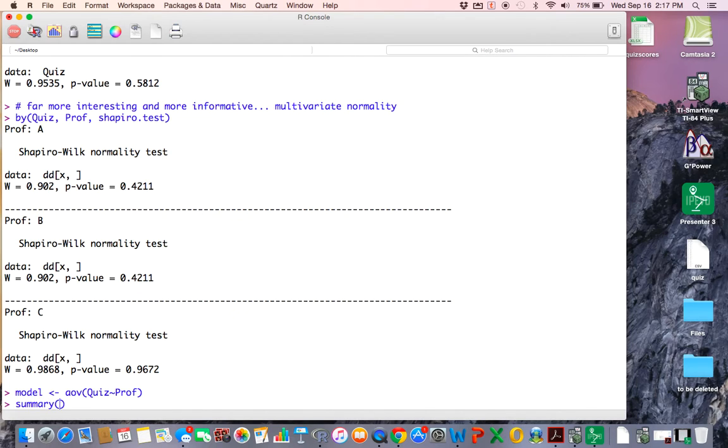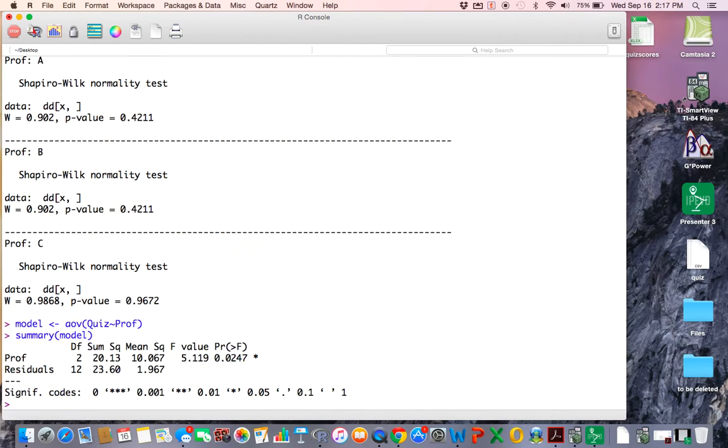And we'll come in with our summary of the model. The very first thing we'll look at is the p-value. What we have here is statistical significance at the 0.05 level. And it'll help you here. It's got 1 asterisk. So if you come down to 1 asterisk, you can see it's statistically significant at the 0.05 level.